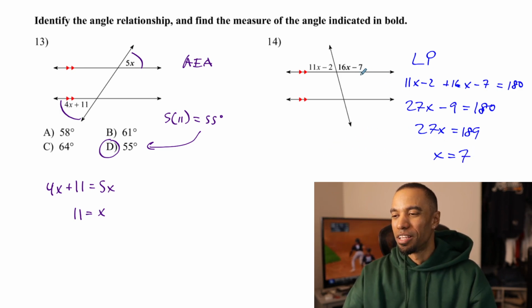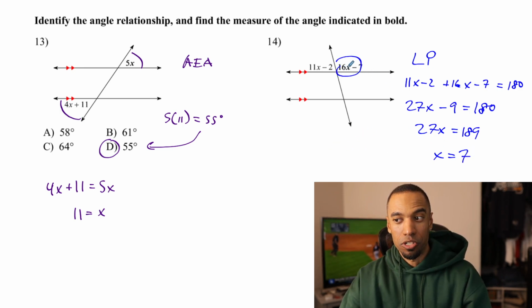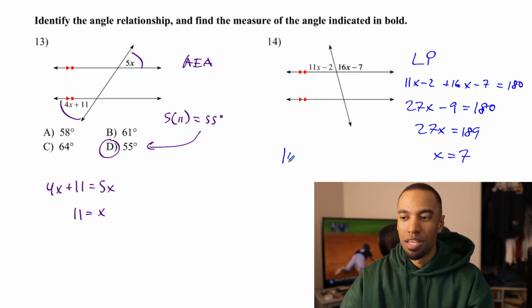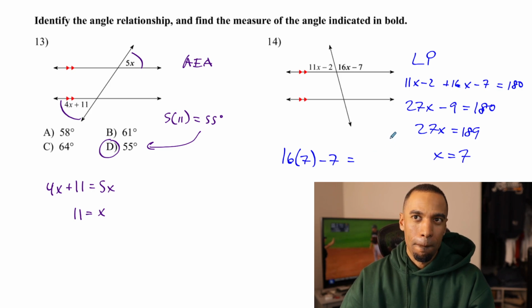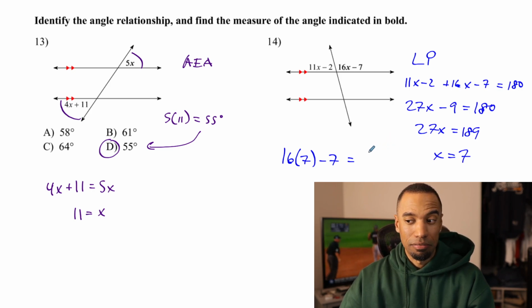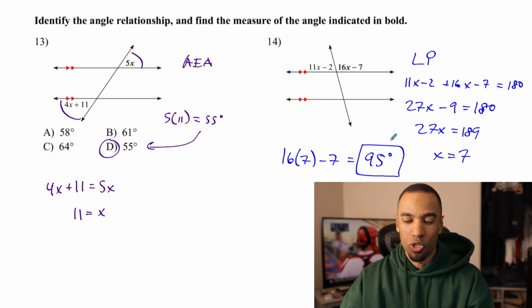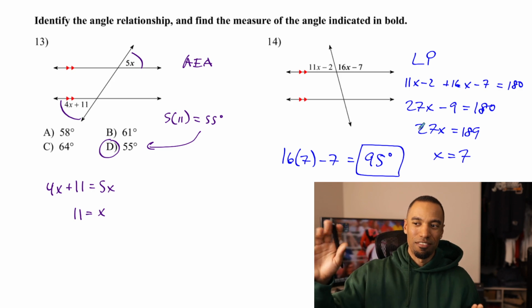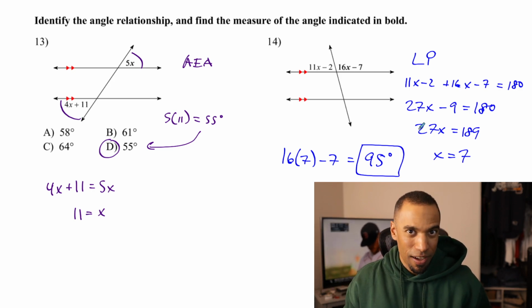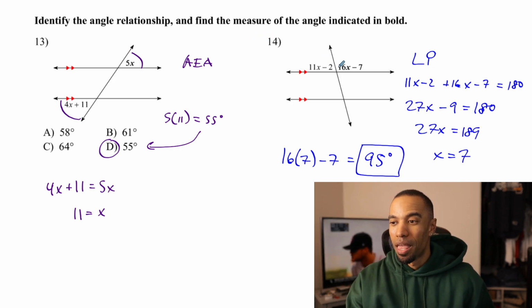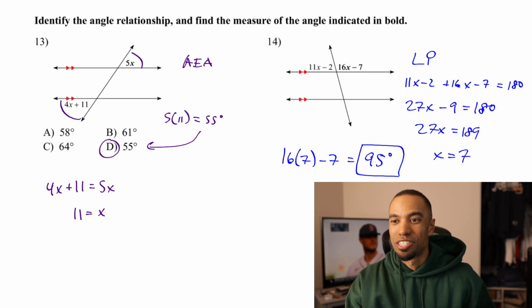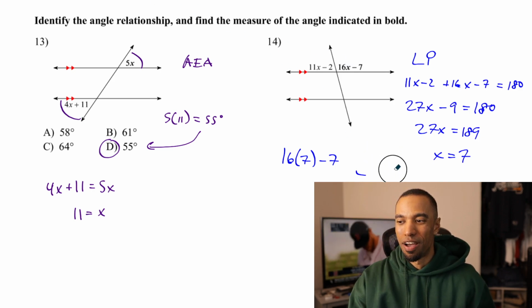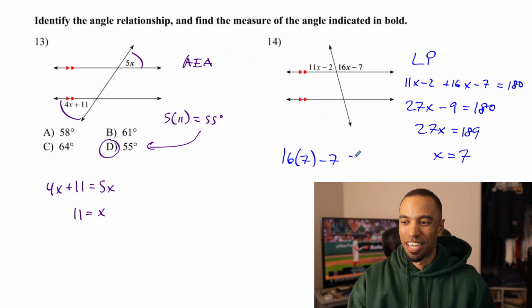Not done. Let's substitute 7 into this one. Now it matters because this angle is different from that one, right? 16 times 7 minus 7 is going to be 95. I think 95 degrees. It's not multiple choice, so I'm not certain there. I'm going to try the other one. 11 times 7 is 77 minus 2 is 75. Oh, it's not. It's 105. 105 degrees. See, that's wrong. Good thing I double checked. I didn't want to be wrong in the last problem there.